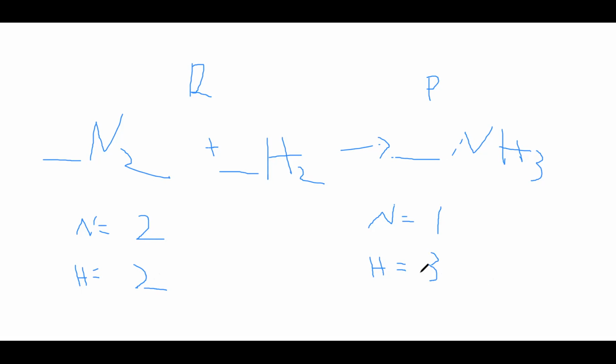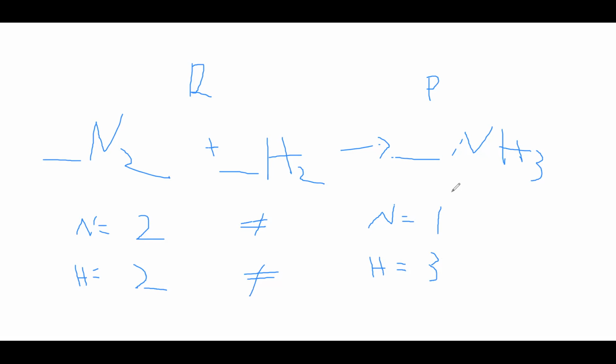So very obviously, this is not a balanced reaction. It is a very unbalanced reaction. Our N's are not equal to each other. We have 2 on one side and 1 on the other. That's no good. Our H's are also not equal to each other. We have 2 H's on one side and 3 H's on the other side. That also is not balanced, not equal. So we've got some work to do.